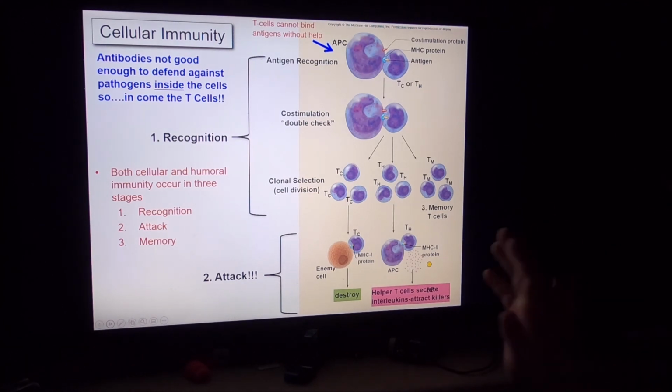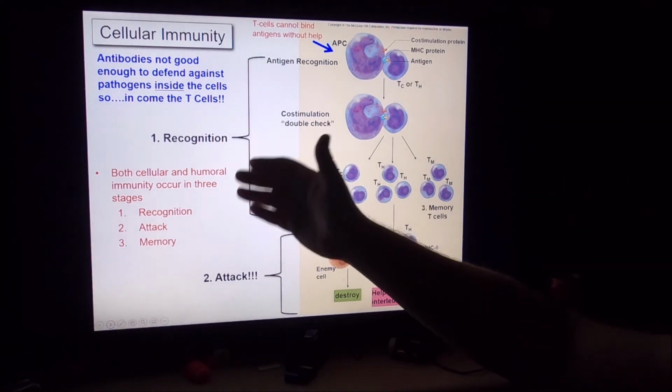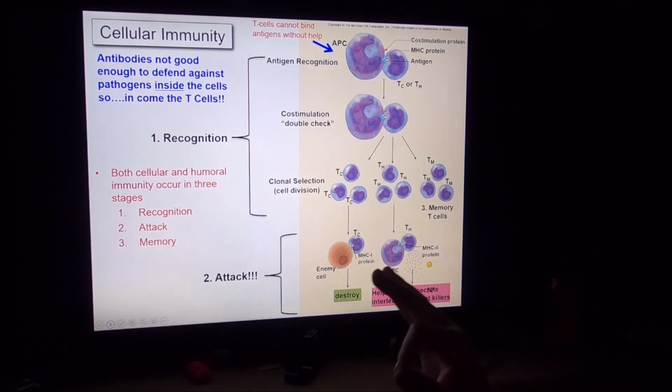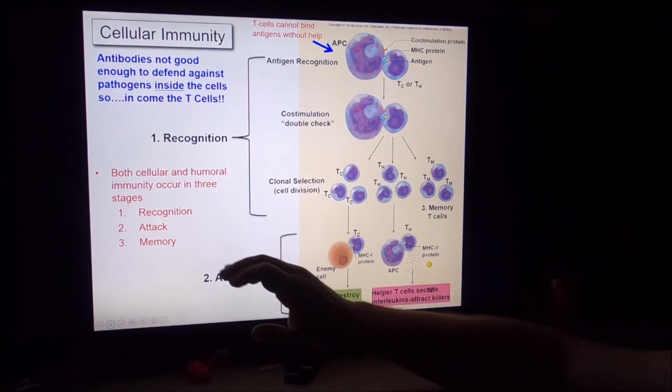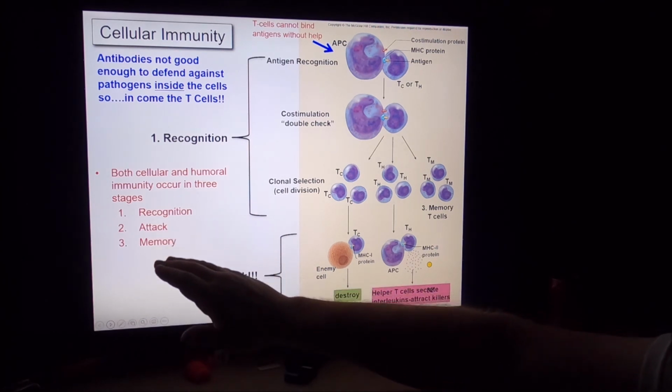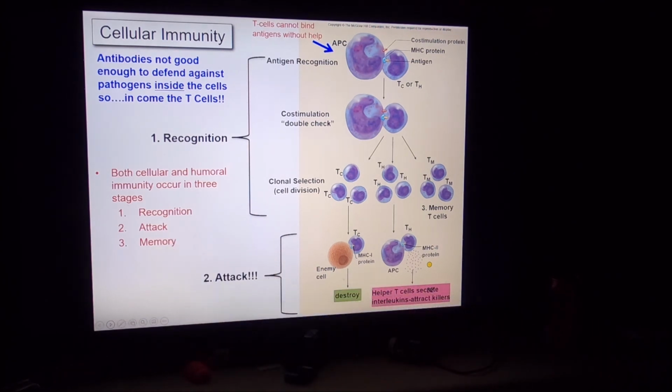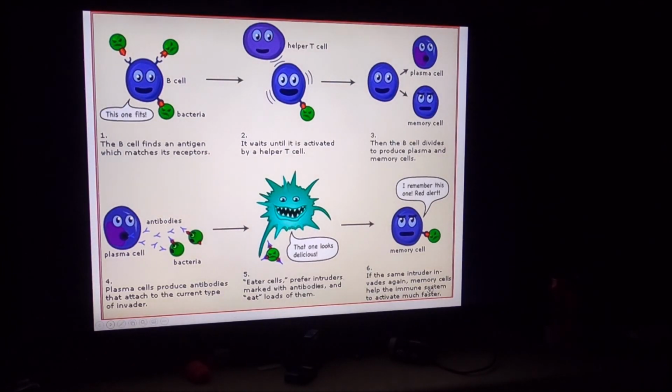So, take-home messages. Both cellular and humoral immunity require 3 basic steps. Recognition, they have to pick up foreign antigens. Then they will attack and destroy those foreign antigens, and then they'll develop memory that can sit around and be ready the next time.